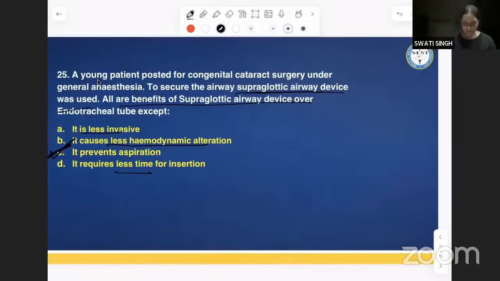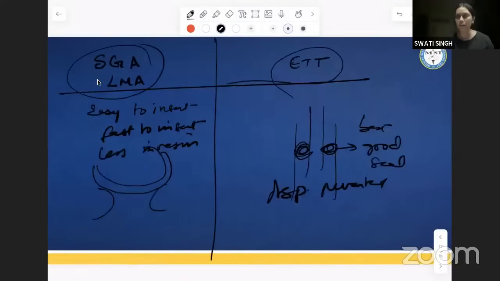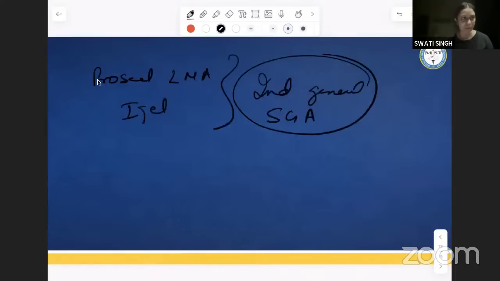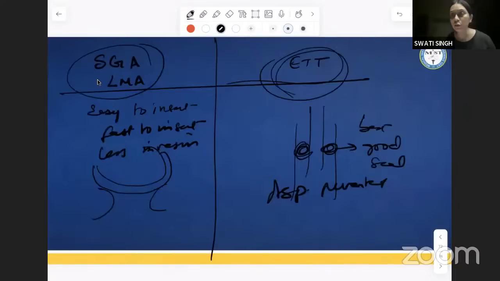Remember, first generation supraglottic airway devices do not prevent aspiration. ProSeal LMA, iGel, but I'm still saying comparable. Best is what? The endotracheal tube in preventing aspiration. So still the best tube to prevent aspiration is the endotracheal tube. All right. So keep this in mind. Okay. So this is our last question. Any query? You are most welcome.